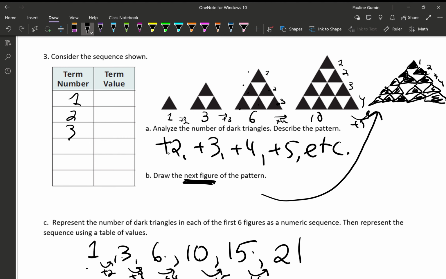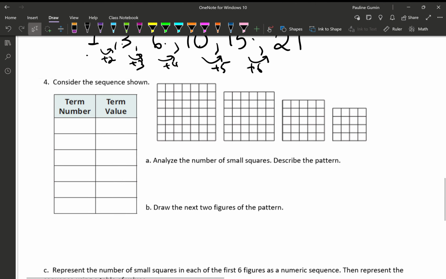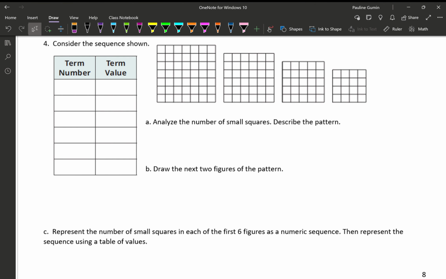Now the term number is just starting at 1. 1, 2, 3, 4, 5, 6. Well, the first term, the first image, had 1 triangle. The second one had 3. The third had 6. The fourth had 10. The fifth had 15. And the sixth had 21. So term number means what's its place in the order of our sequence.